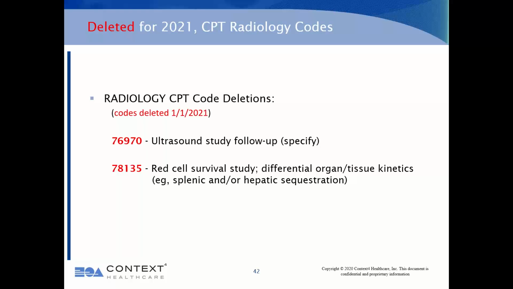These 2 radiology codes are deleted for 2021 without replacement codes. 76970, follow-up ultrasound without specification of site, and 78135, which was used in 2020 to report differential organ and tissue kinetics during a red cell survival study.